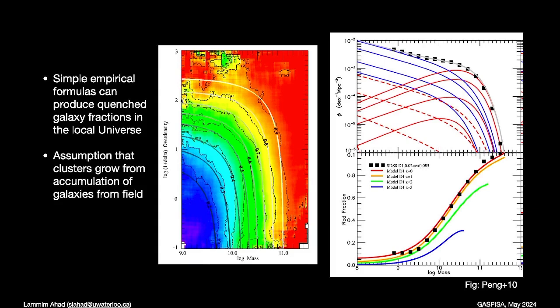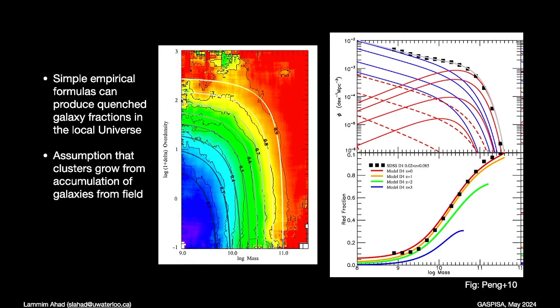Based on the observation of local clusters, we saw that if we go for more massive galaxies, and if we look at denser environments, the fraction of red and dead galaxies tends to increase. And to reproduce these observations, simple empirical models like the one presented by Peng et al. seem to be very successful.